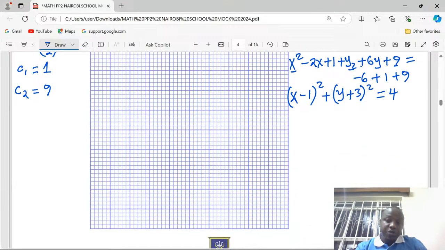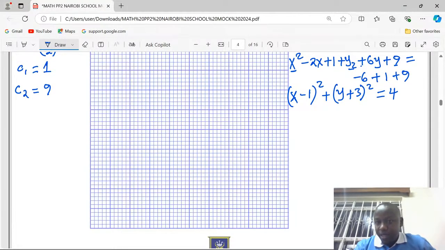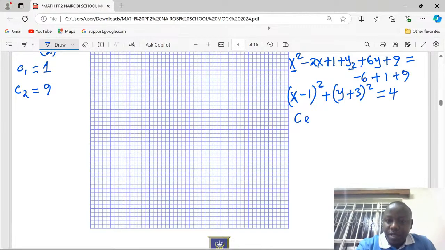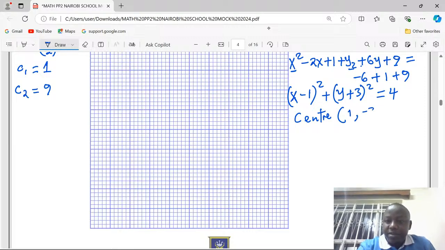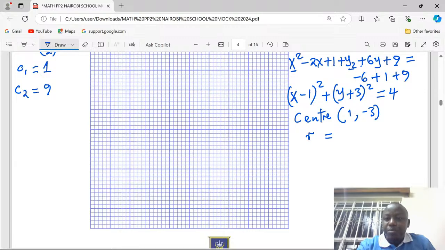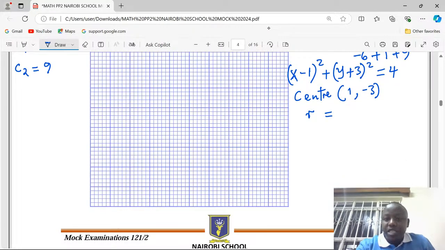With the general equation of a circle, we can now extract the coordinates of the center. So the coordinates of the center shall be positive 1 and negative 3. And the value of the radius is going to be the square root of 4, which gives us 2 units.